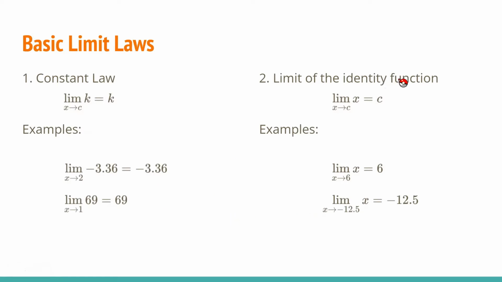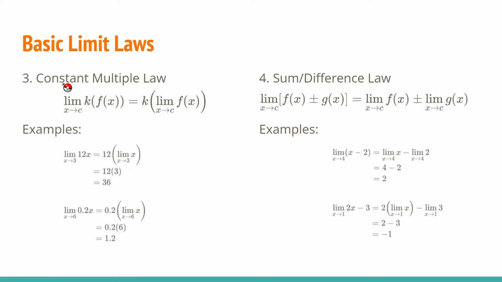The limit of the identity function law. In this law, we simply have to copy the value of c if we are trying to find the limit of just the variable x. So for the examples, the limit of x as x approaches 6 is equal to 6. The limit of x as x approaches negative 12.5 is negative 12.5.